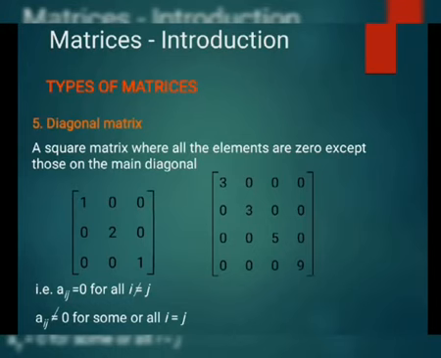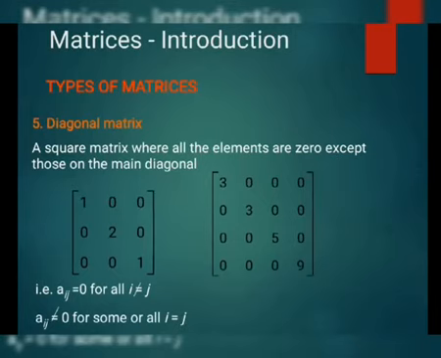Now look at the first example. Here the element at a11 is 1, a22 is 2 and a33 is 1. It means that in this matrix, the diagonal elements are 1, 2 and 1, and all the other elements are 0. Now similarly, the second one is a square matrix in which the diagonal elements are non-zero and all the other elements are 0.